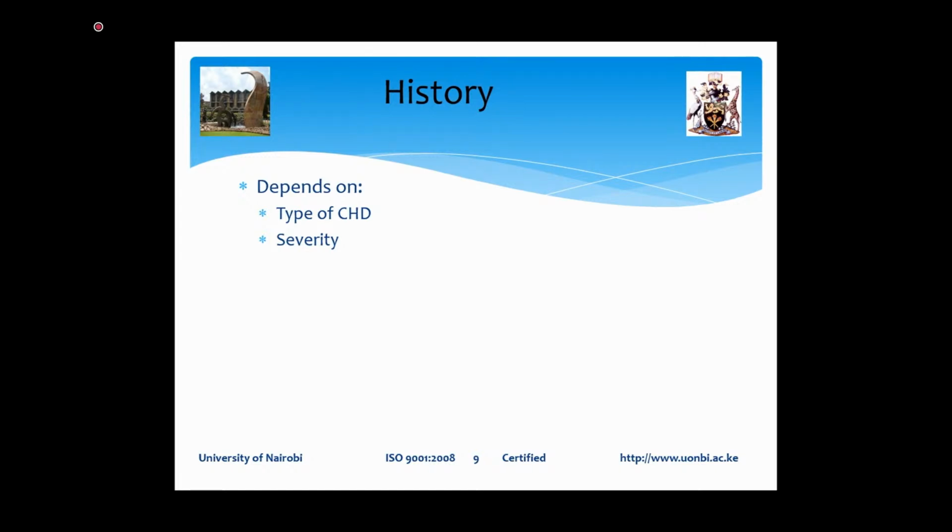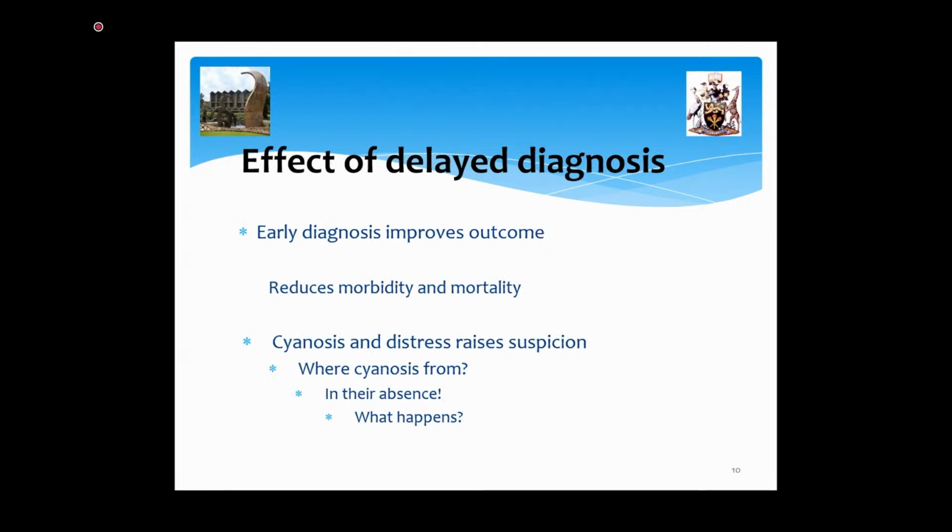So please remember, your history depends on the type of congenital heart disease and severity for you to make a diagnosis. Focus with each disease in mind. When we have delayed diagnosis, it causes problems with outcomes and what is possible to do. For example, if it's a VSD with delayed diagnosis, the child might have complications of pulmonary hypertension, and we say we are not able to do anything. So the earlier we diagnose, the less morbidity they have, the better the chances of survival.